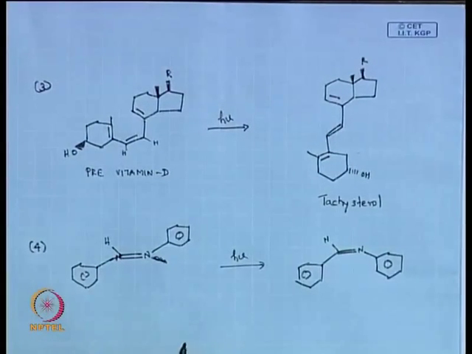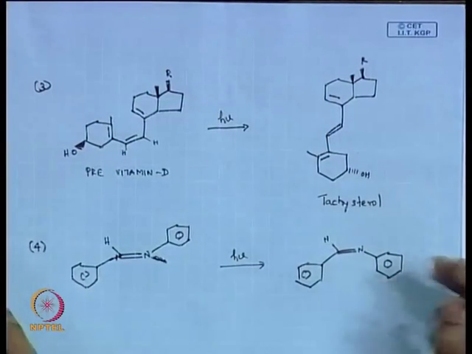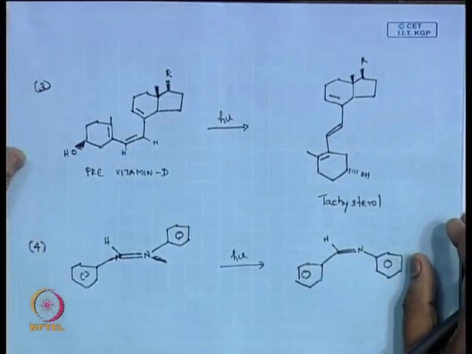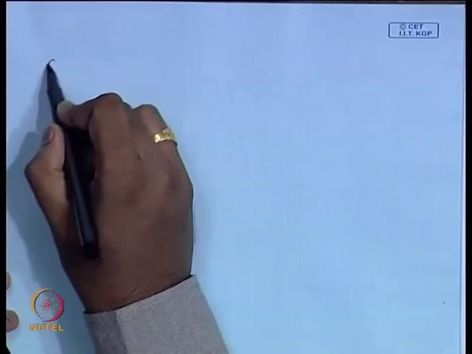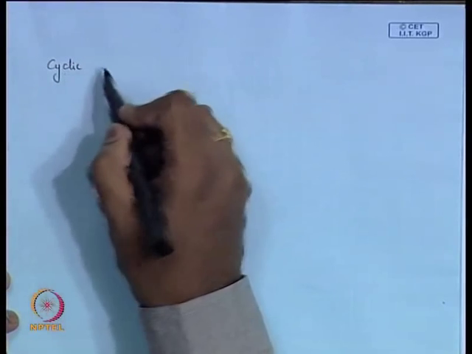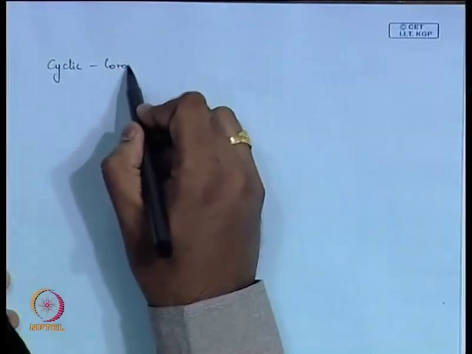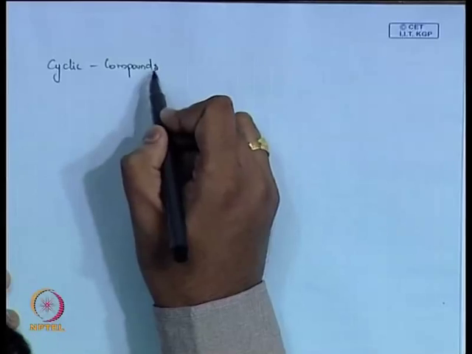Now a little bit more interesting, we will go to cyclic systems. Drawing cis and trans in cyclic systems is a little bit interesting. Before getting into cyclic systems, I will tell you about some cyclic compounds.